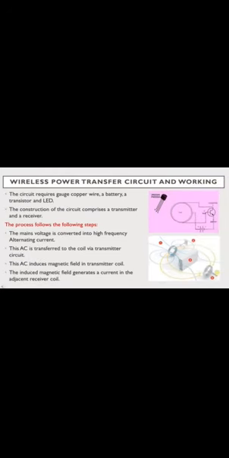The circuit of the wireless power transfer consists of a gauge copper wire, a battery, a transistor, and an LED. The construction of the circuit consists of a transmitter and a receiver. The working of the circuit takes place in the following steps. The main DC voltage is converted into high frequency alternating current. This alternating current is transferred to the coil via the transmitter circuit. This alternating current induces a magnetic field in the transmitter coil. The induced magnetic field generates a current in the adjacent receiver coil.